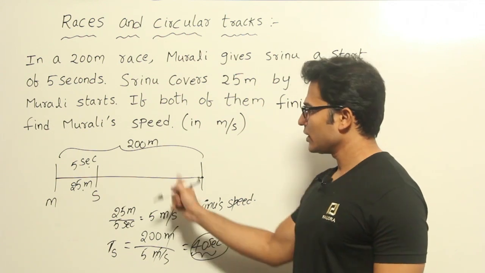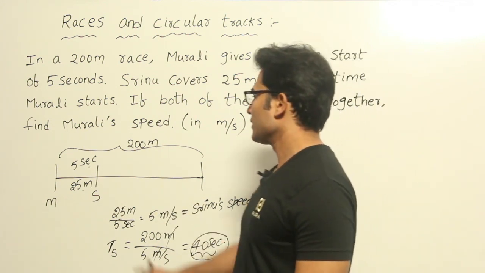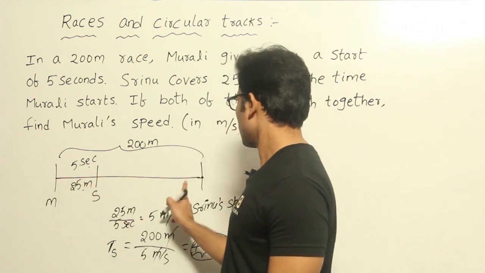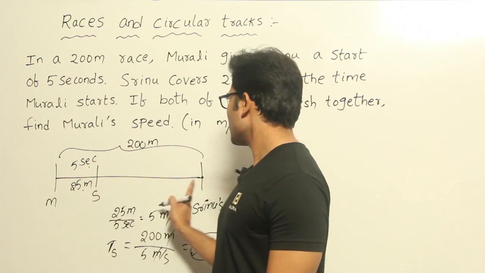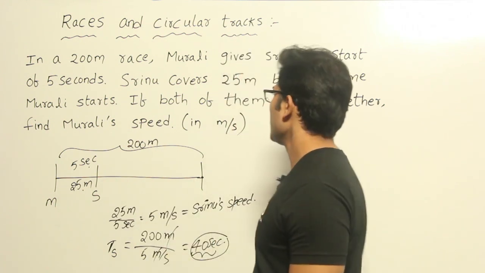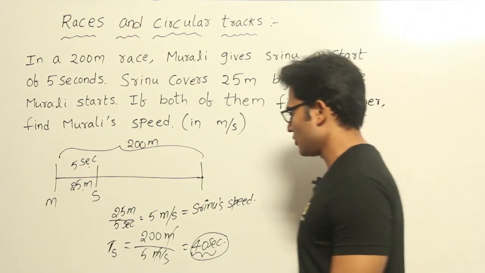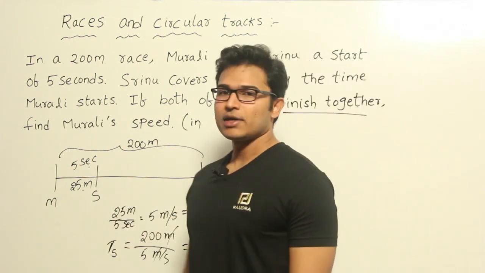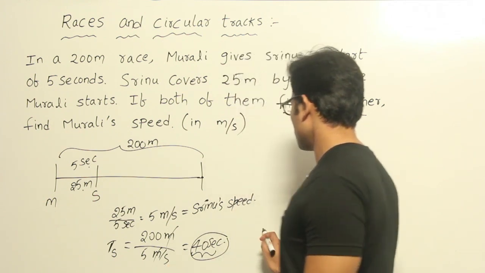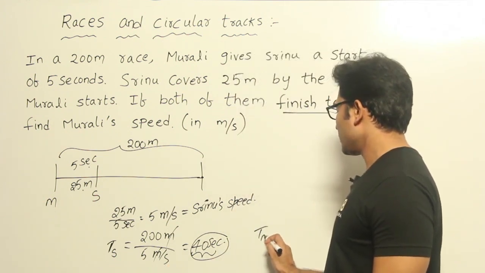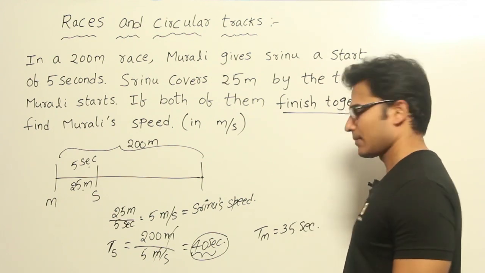Why? Because Murali has started 5 seconds late, isn't it? Therefore Srinu, if he is running for 40 seconds to finish it, then Murali is supposed to run for only 35 seconds and finish it. Why? Because both of them finished together. That is what is given. Therefore Murali would have taken 35 seconds only, right? So the time taken by Murali to finish the race is 35 seconds, right?